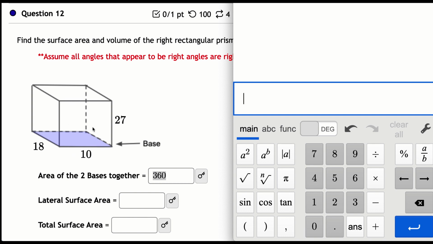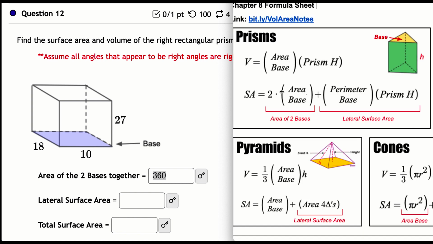So if I'm going to find the perimeter of this base, I'm going to go 18 plus 10, plus another 18 over here on the right, so 18 again, and then plus another 10 that's in the back, so plus 10. Now I've got a total perimeter of 56. So now I'm going to go back to my formula sheet here and figure out how to find the total surface, or the lateral surface area.